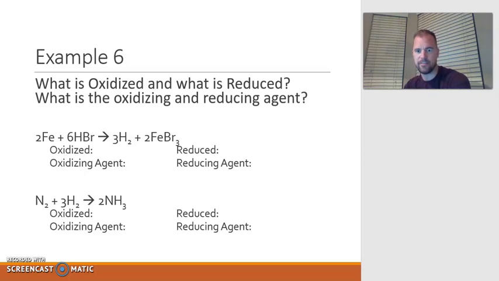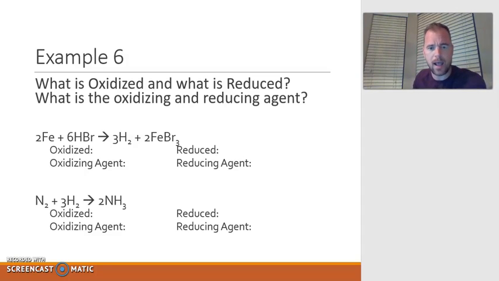All right, so the final video for this section, section 3 on redox reactions, all culminates here. So example number 6, we're going to put it all together. What is oxidized and what is reduced? And what is the oxidizing and reducing agent? This is just like a question that you could get on the exam. So let's put it all together and you can see how it all works out.